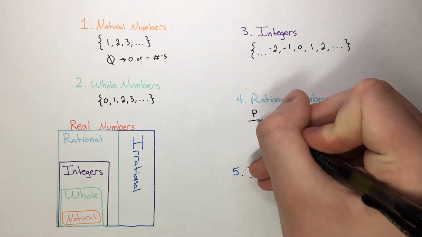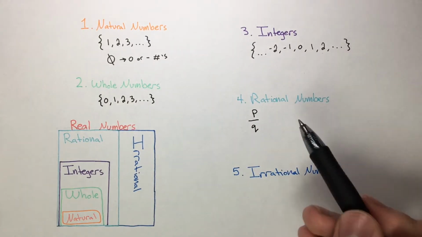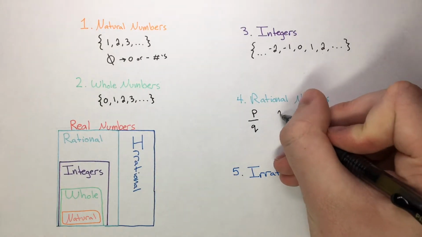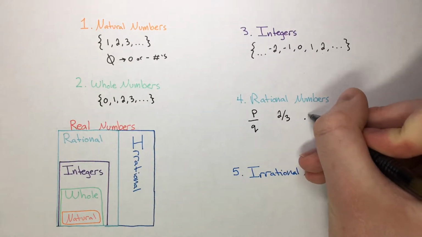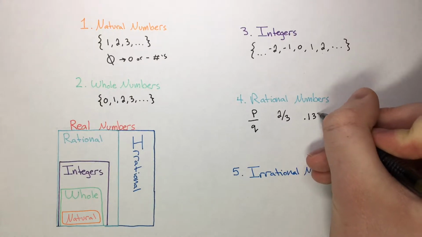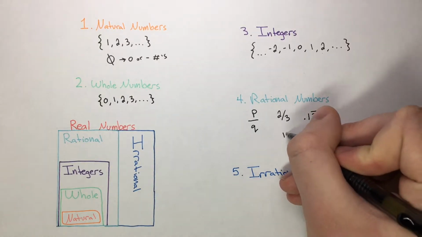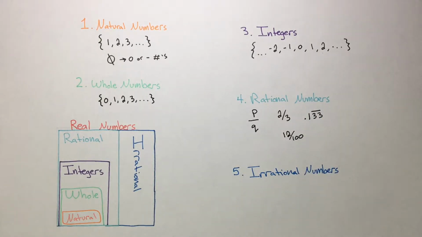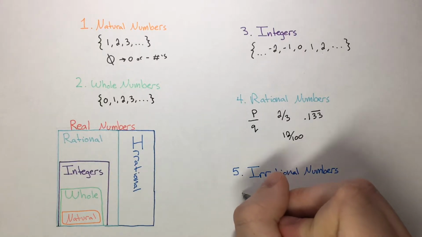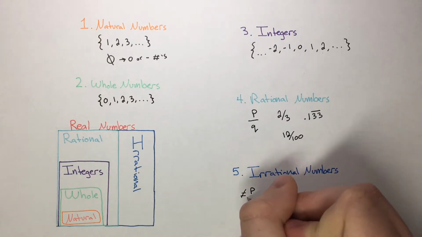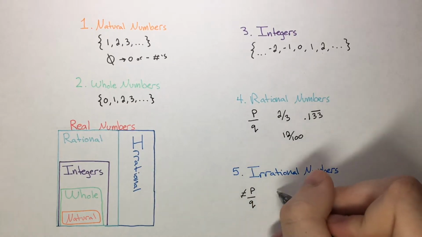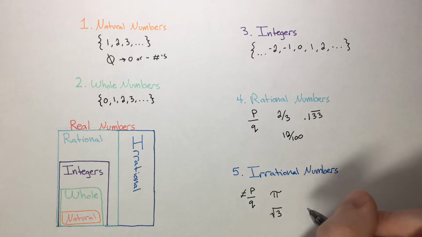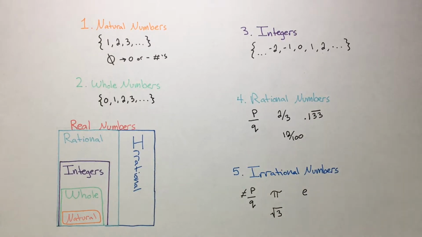Rational numbers are any numbers that can be written as p over q, and it contains all the other sets of integers, whole numbers, and natural numbers. So it can be 2/3 or 0.133 repeating, or even 12 over 100. Last is irrational numbers, which are numbers that cannot be written as p over q, and so whole numbers, natural numbers, integers, and rational numbers are not contained in the set of irrational numbers. These are numbers like pi and the square root of 3 and e.